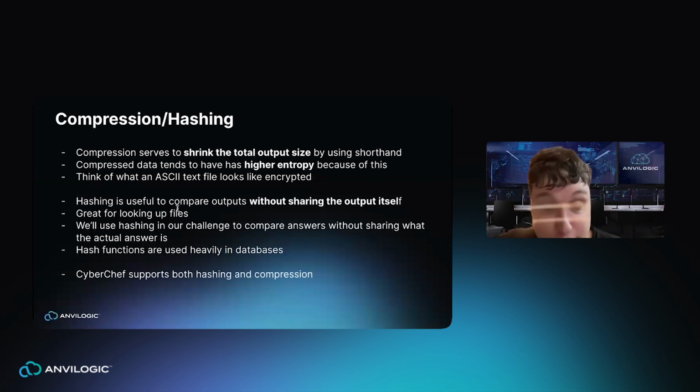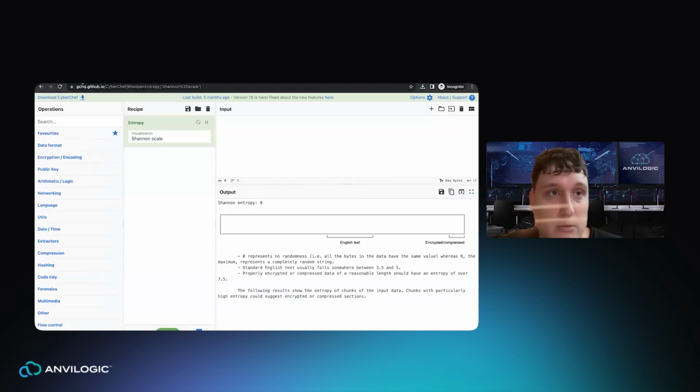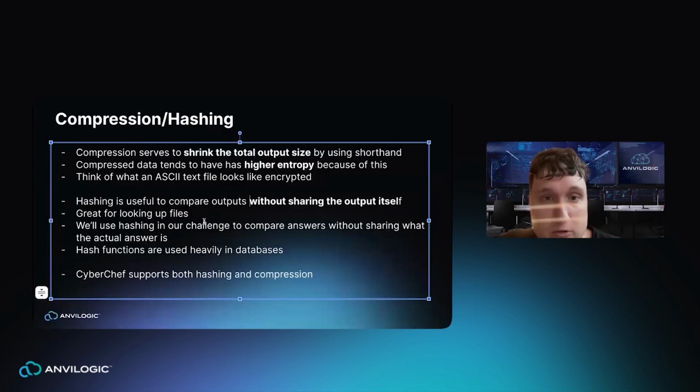So what you have to do is figure out what the answer is, compute the MD5 hash of it using CyberChef, and then compare the results. If they match, then you know you have the right answer. So that's just an example of how hashing is useful. It's obviously also useful to look up files on VT and stuff like that when you hash an executable file.